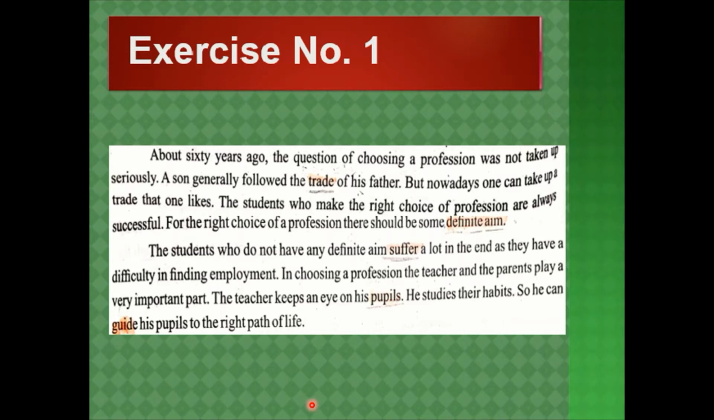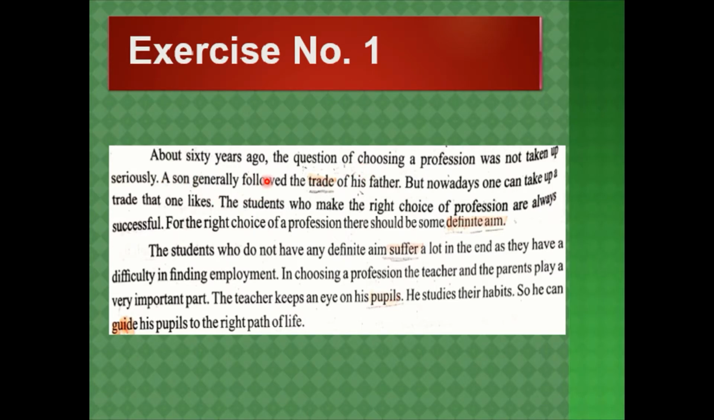About 60 years ago, the question of choosing a profession was not taken up seriously. So right from the first sentence here, you can guess what this passage will be about. This seems to be the topic sentence of this passage, choosing a right profession. That will also suggest the title at the end. So this seems to be the topic sentence that this passage will be about.